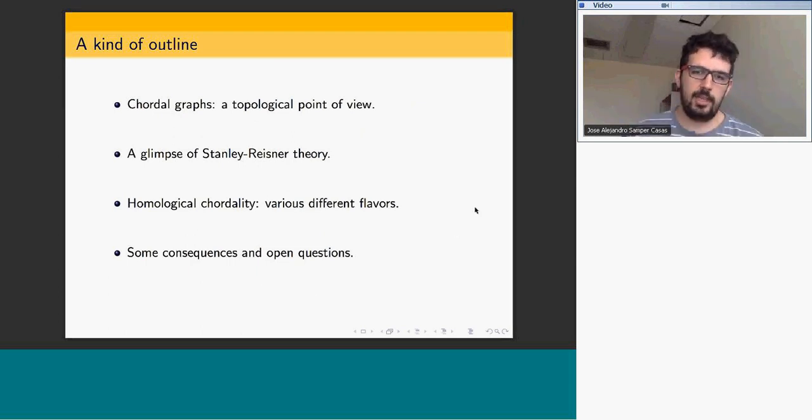So I'll give you a small outline of what I'm going to be talking about. I'm going to start by recalling what chordal graphs are and why we care about them, and try to study them from a topological point of view. I'm going to give some Stanley-Reisner theory. It's very basic, not too much. And the goal of the talk is to try to convince you that chordality of graphs is a homological property that you can generalize in higher dimensions.